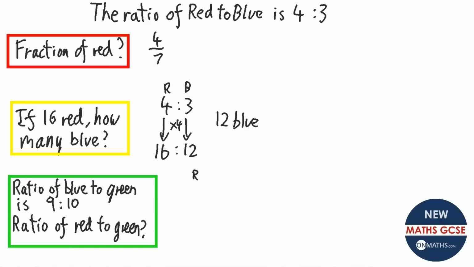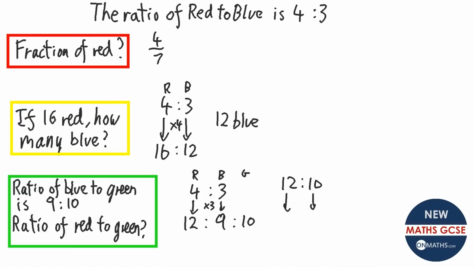So the ratio of red to blue is 4 to 3. The ratio of blue to green is 9 to 10. So what do I have to do to 3 to get to 9? I need to times by 3. So I'm going to times that red by 3 as well. So I get 12. So my answer is 12 to 10. But I can actually cancel that down. I can halve both of those. So I get 6 to 5. And that's my simplified answer.